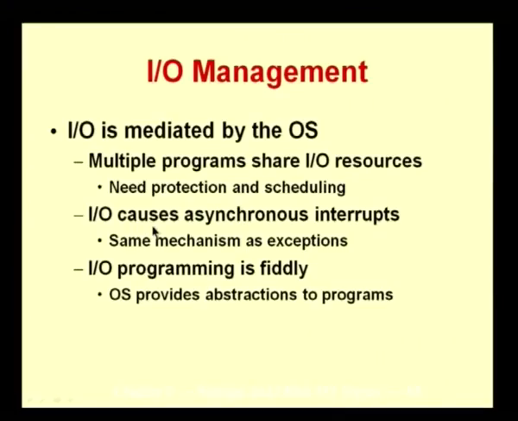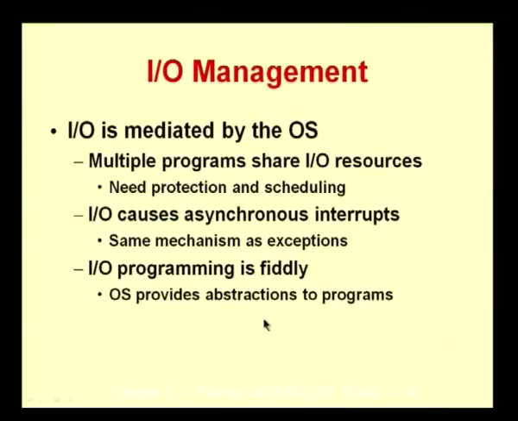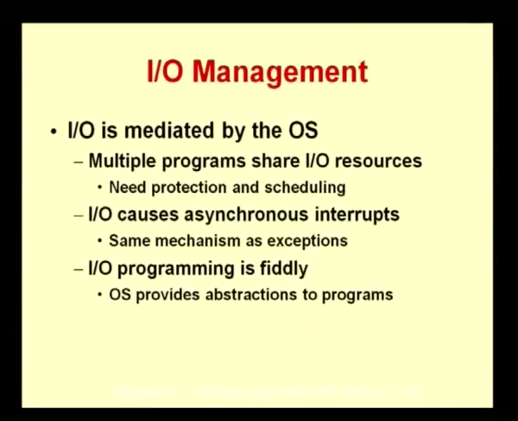And the input output again can cause asynchronous interrupts. So, we need some mechanism like exceptions to handle that. So, that is also done with the help of the OS. And since directly accessing the IO devices would be very complicated, the OS provides abstractions for the programs to handle the IO devices. So, what kind of abstraction is provided? What is it that is actually done?